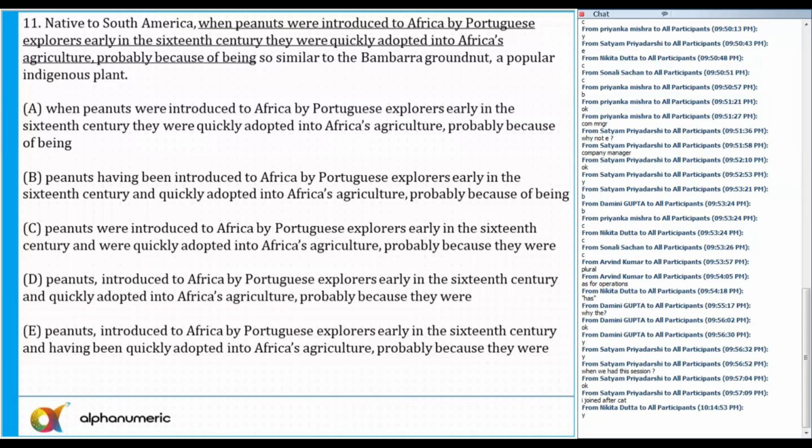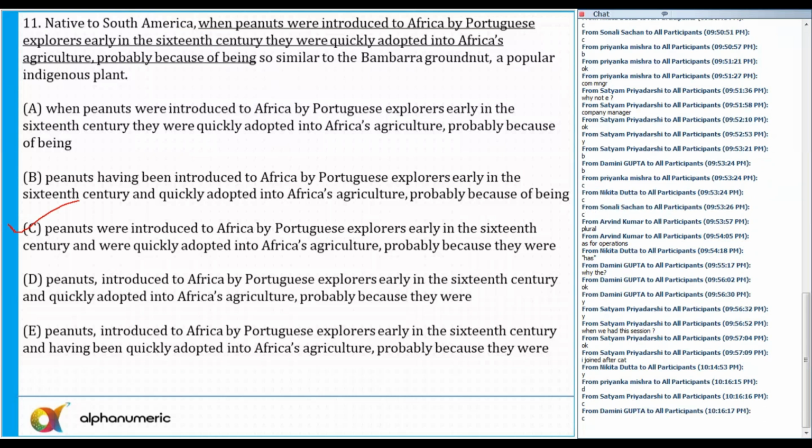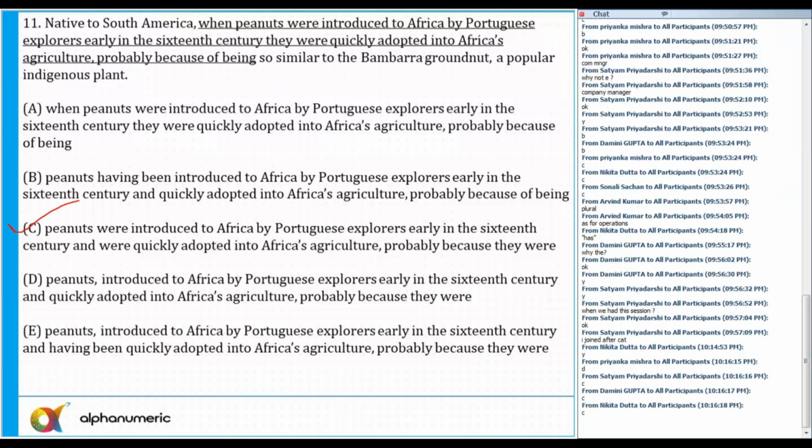Which means the sentence in its present form is wrong. What is native to South America? It is peanuts. Two things happened with the peanuts. One, they were introduced to Africa by Portuguese explorers, and second, they were quickly adopted into Africa's agriculture. Why were they quickly adopted? Probably because they were very similar to the Bambara groundnut, which is a popular indigenous plant. Which means the answer for this question should be C. Yes, not D, C.